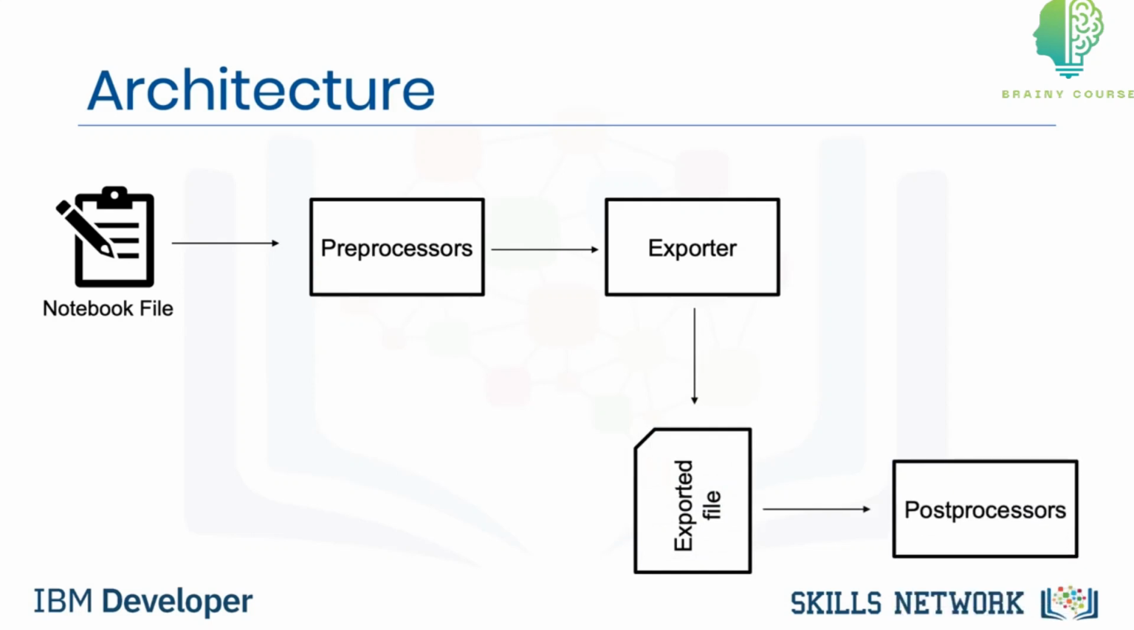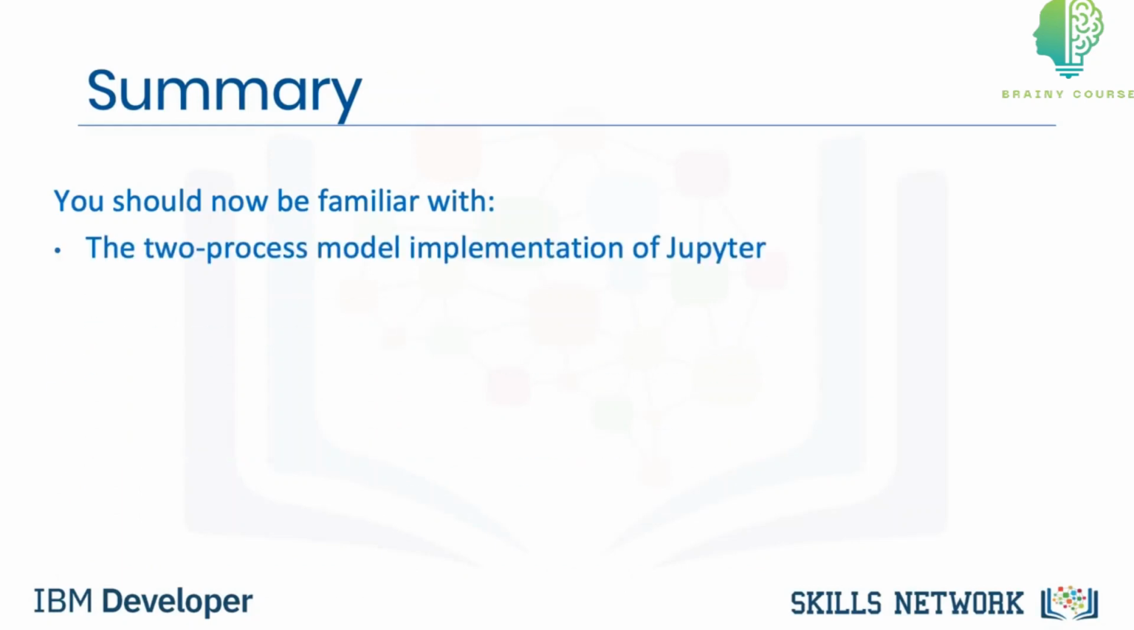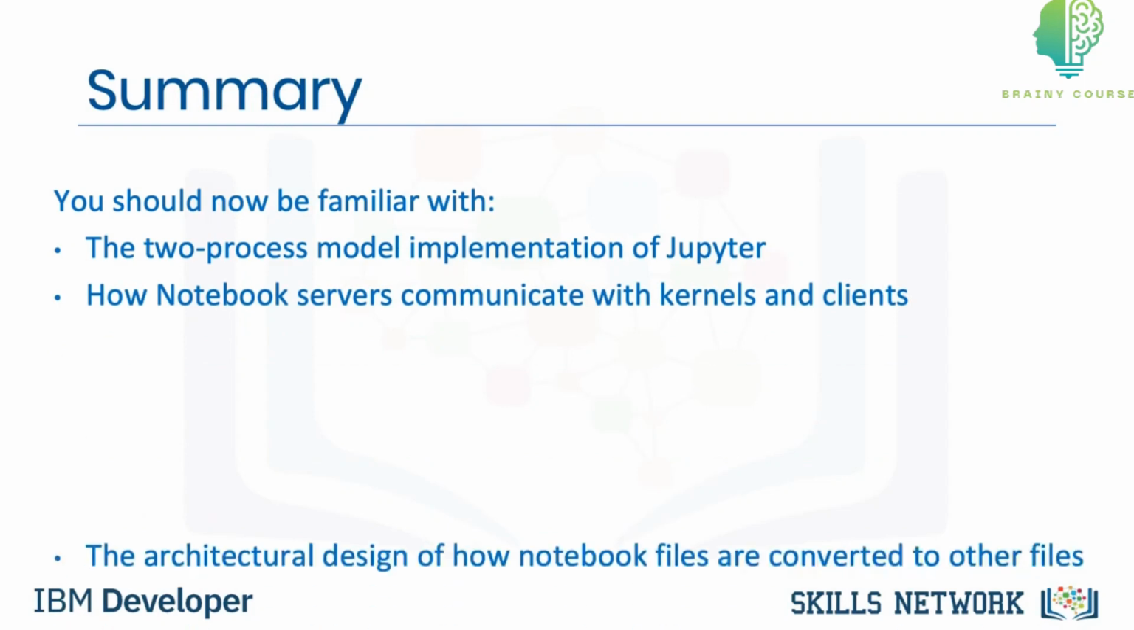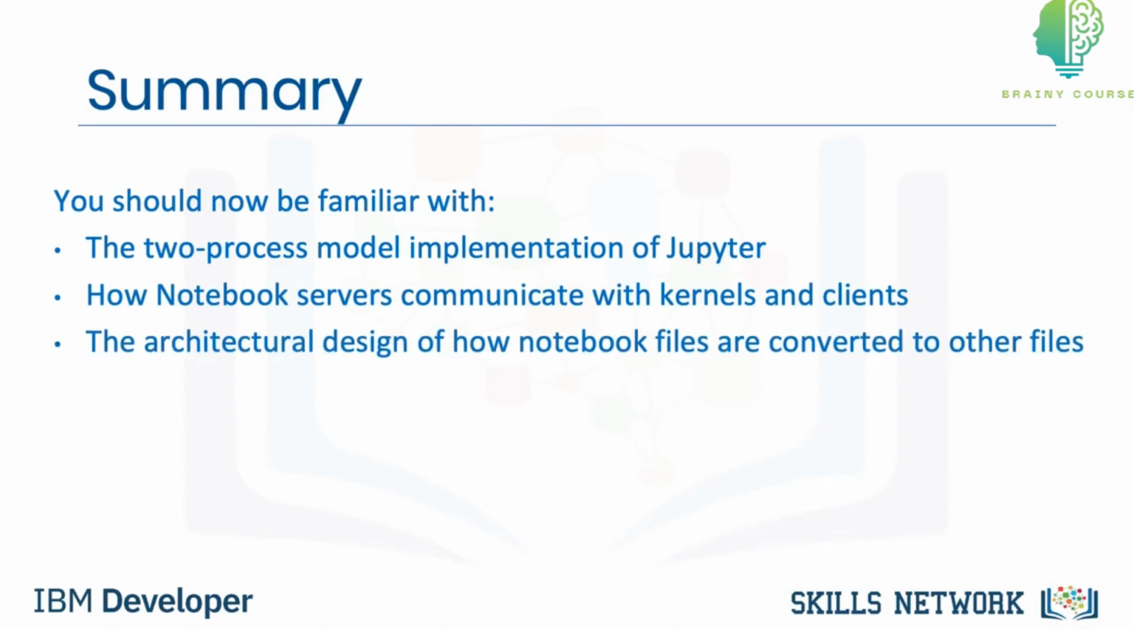After conversion, when you give the URL of the HTML file, it first fetches the notebook, converts it to HTML, and displays the file to you in an HTML file. You should now be familiar with the two-process model implementation of Jupyter, how notebook servers communicate with kernels and clients, and the architectural design of how notebook files are converted to other files.